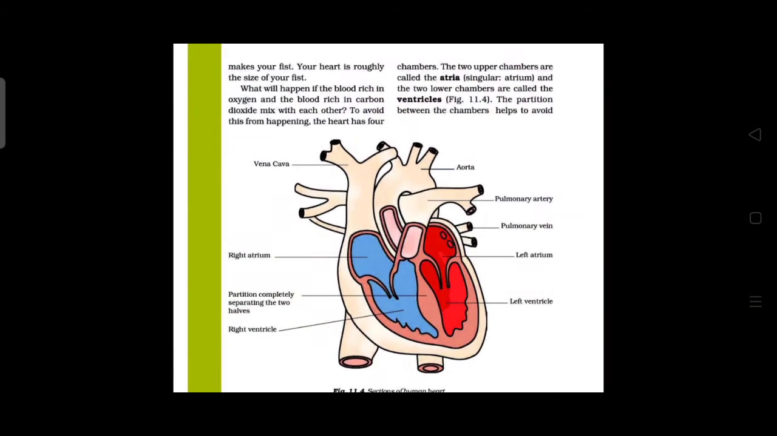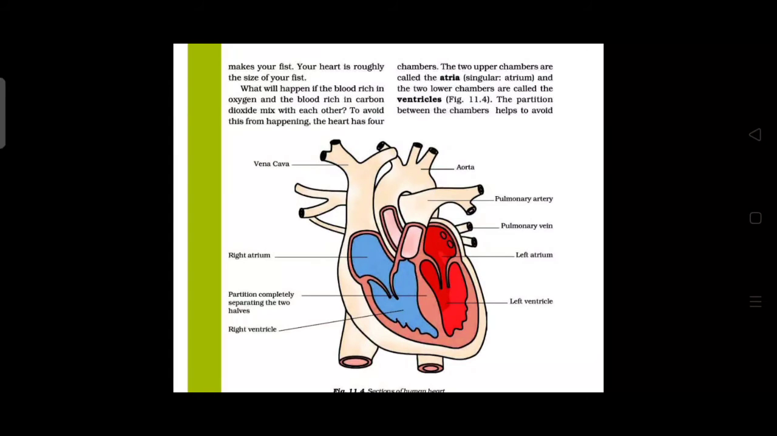Then, the heart has what? 4 chambers. The blood rich in oxygen and blood rich in carbon dioxide could mix with each other. To avoid this happening, the heart has 4 chambers. The 2 upper chambers are called atria, and the 2 lower chambers are called ventricles. There are 4 chambers.